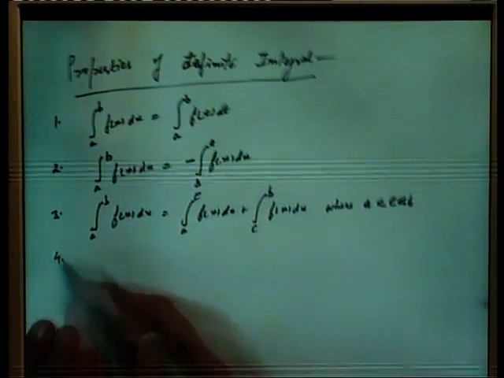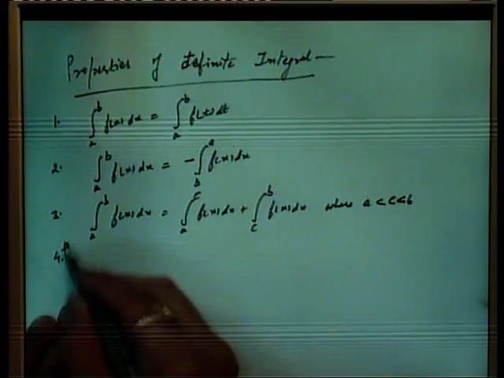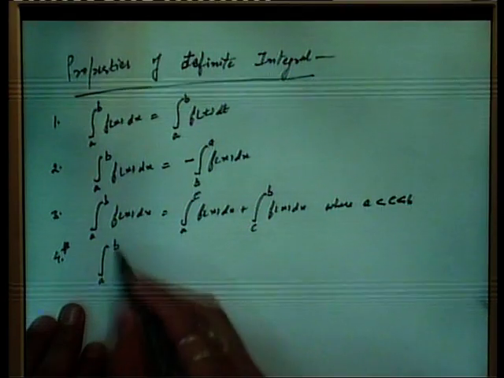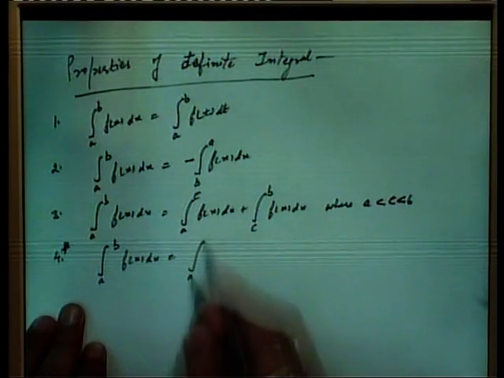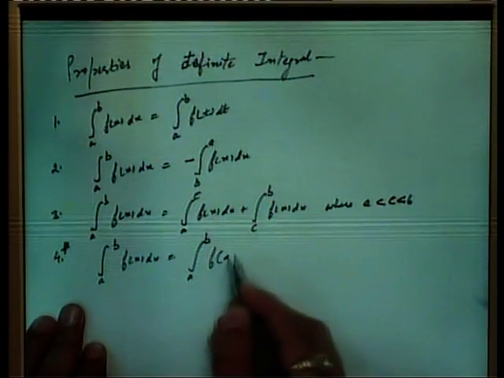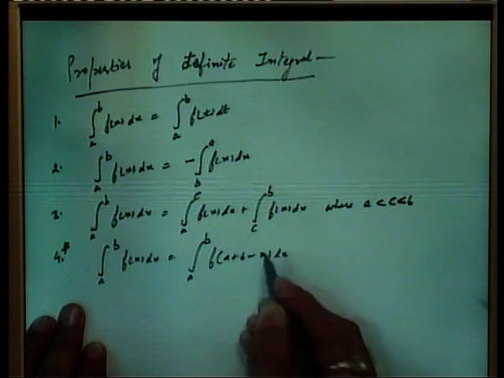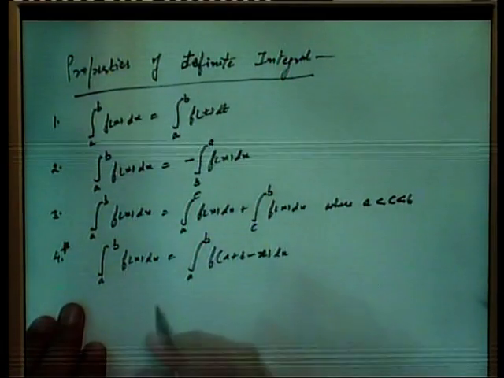Similarly, the fourth property, a very important property: the integral from a to b of f(x) dx is equal to the integral from a to b of f of (a plus b minus x) dx, that is, the sum of the upper and the lower limit minus x.